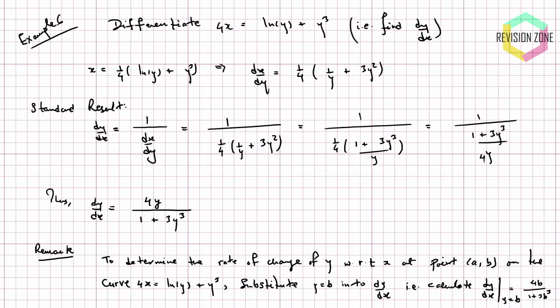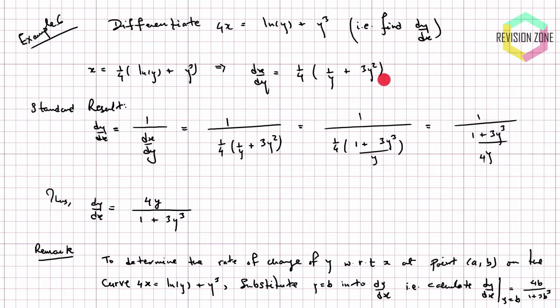So before I differentiate, I want x explicitly as a function of y. So I divide both sides by 4 to be able to have this thing here. And now I can just go and differentiate each term. Because these are in y, when I do the differentiation, it's going to be with respect to y. But what am I differentiating with respect to y? Well, it's nothing other than x. So dx by dy is just going to be a quarter times log y differentiates to give me 1 over y, and y cubed differentiates to give me 3y squared. So that's my dx by dy.